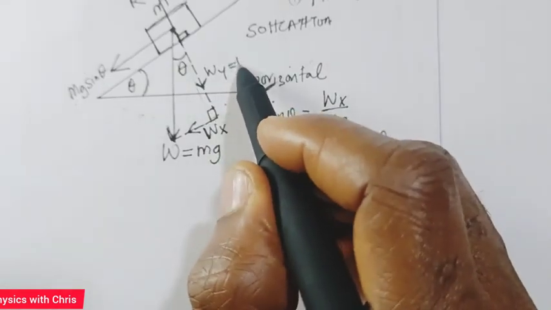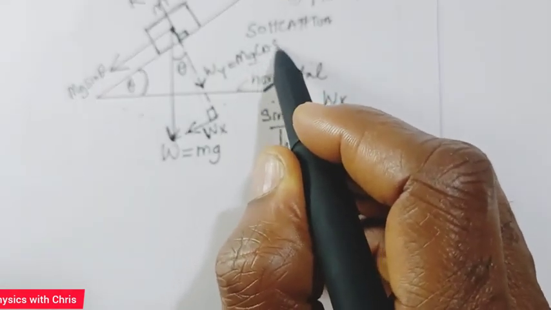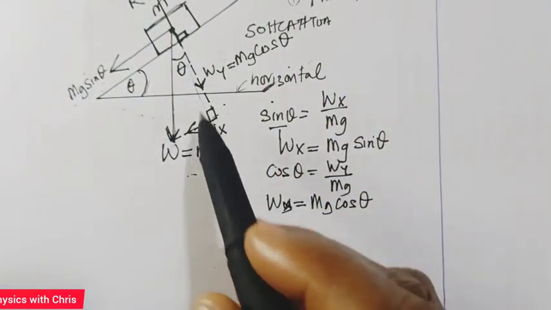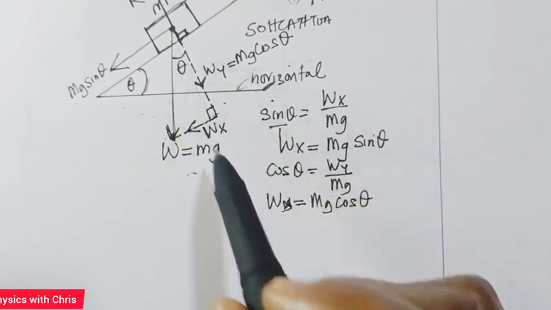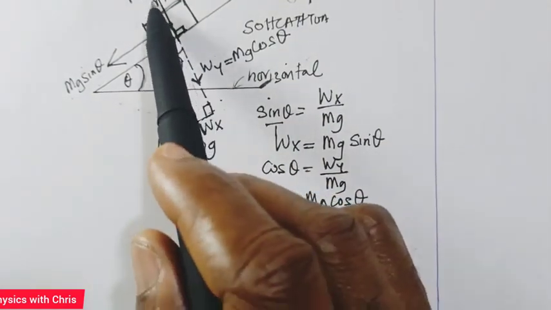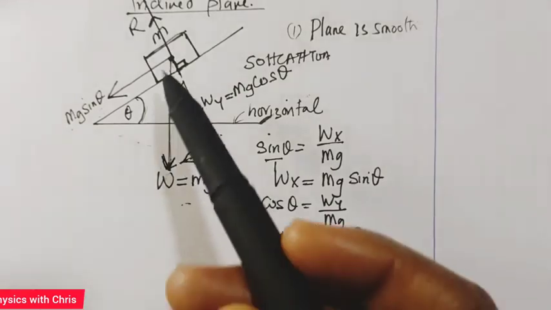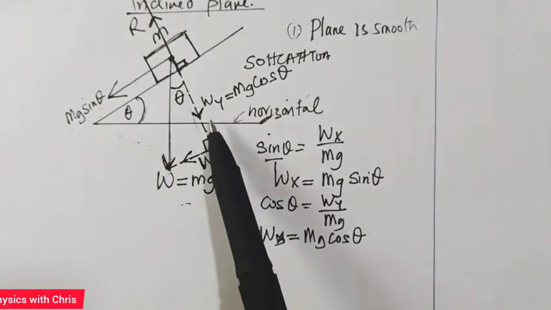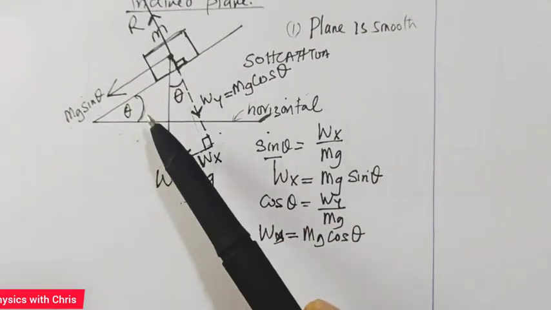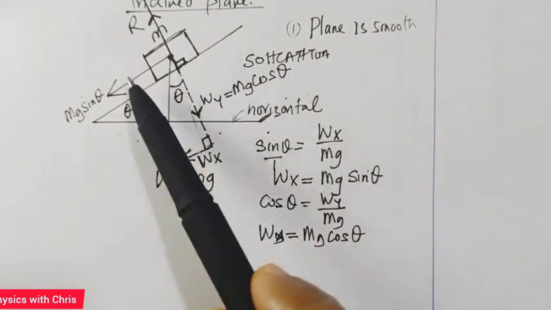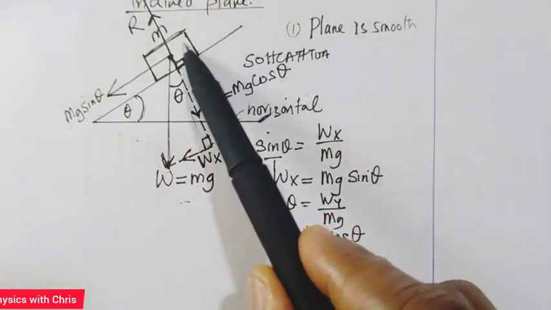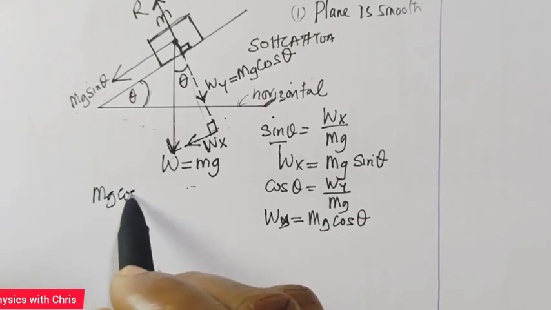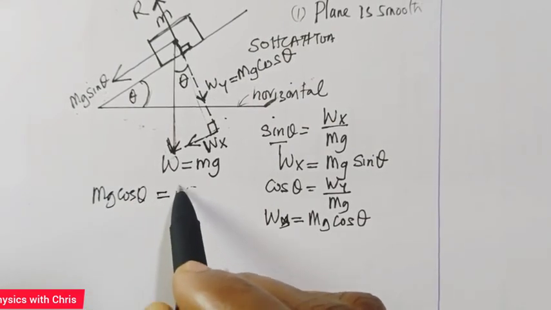Now this is my mg. My mg cos theta is the component of the weight mg which acts along this line, perpendicular to the plane, and that's the component that balances the normal reaction. So when this block is placed on this surface, there's no motion along this line. The block does not accelerate along this line. Rather, the only way motion of the block is possible is along this plane. So we can see that mg cos theta is balanced by the normal reaction R.